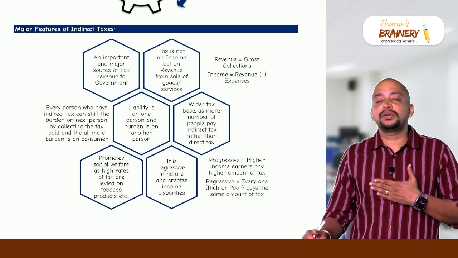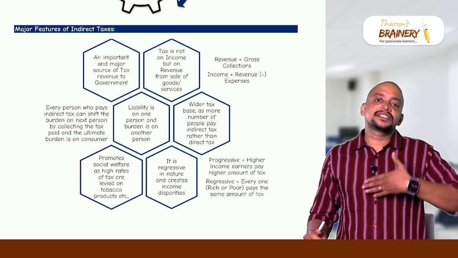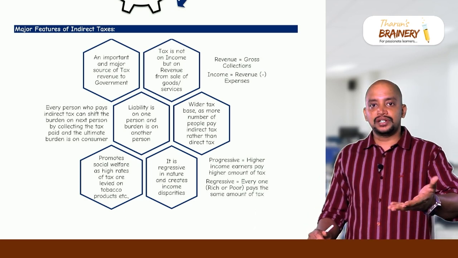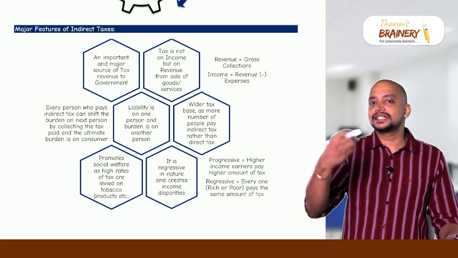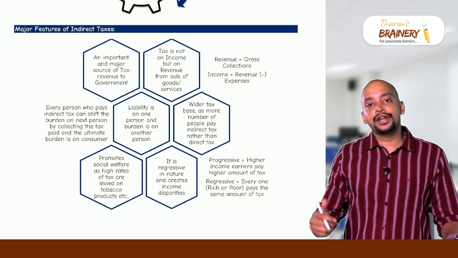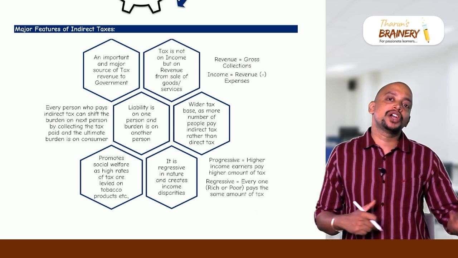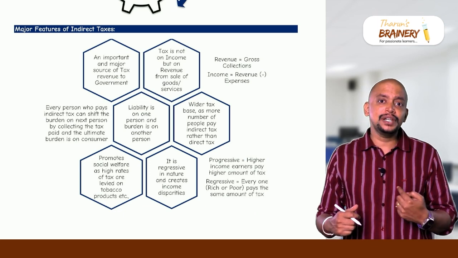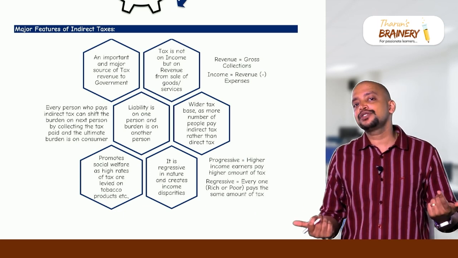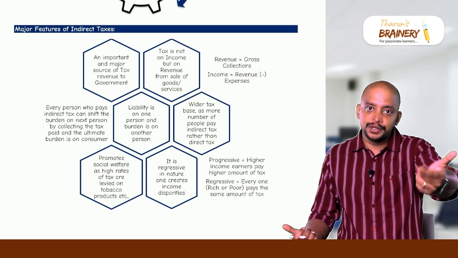For example, if I am charging some GST to you now, these lectures you are purchasing. When you are purchasing these lectures, I am charging some amount plus GST from you. Now this GST that I am collecting from you, I need to pay to the government. So the liability is on me, but the burden is not on me. I am intending to transfer the burden to you.